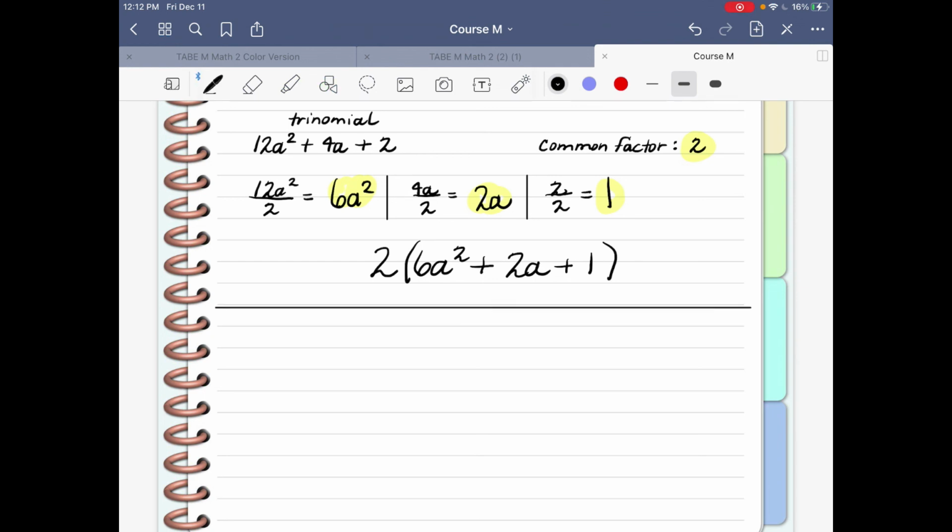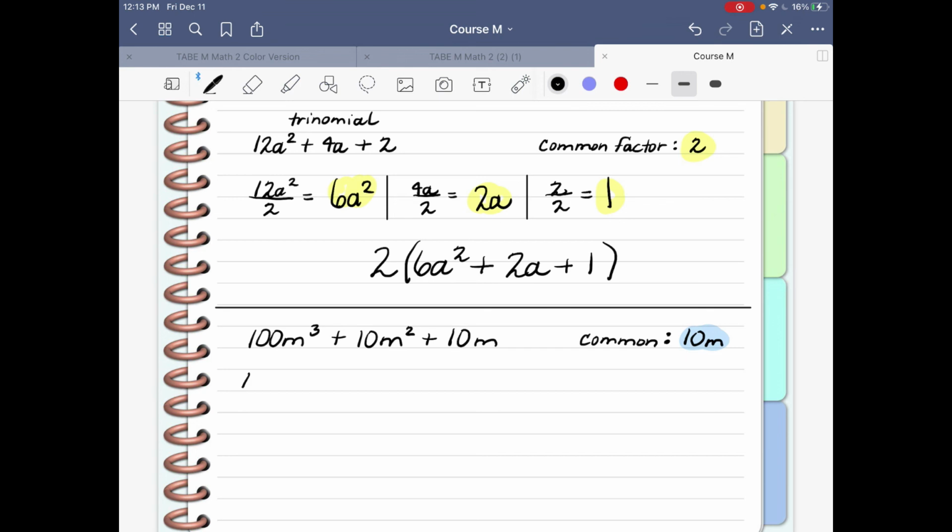Okay, let's do another one. Let's do 100m to the third power plus 10m to the second power plus 10m to the first power, which is just plain 10m. So ask yourself, what do these have in common? Well, they all have tens, and they all have at least one m. So my common factor this time is 10m.